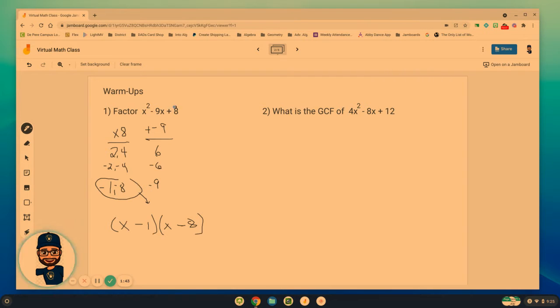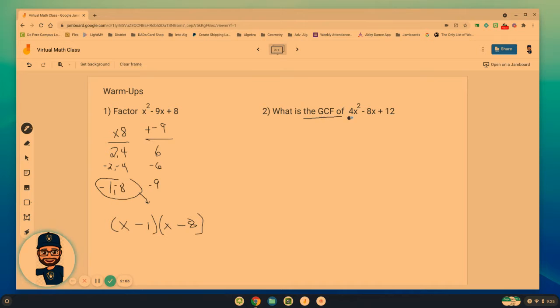Okay, and we can use this method because there was an a value of 1, nothing in front of the x squared. Whereas in number 2, there is something in front of the x squared here. And so they're actually asking us to find what is the GCF, the greatest common factor. What do you think is the greatest common factor?